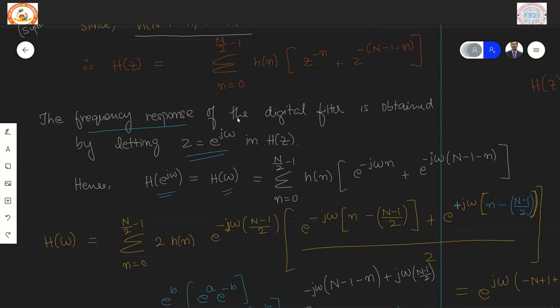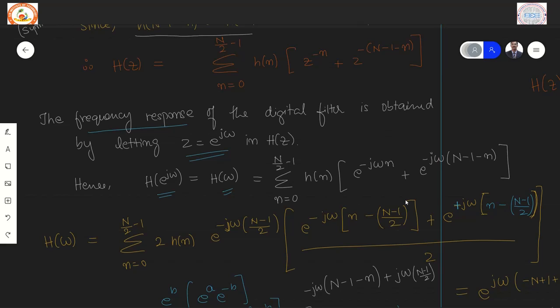Now after making the necessary substitutions, we can observe that the equation has now become H of e power of j omega, which can be denoted as H of omega also. This is equal to the summation n between 0 to N by 2 minus 1 of h of n. In place of z we have put e power of j omega. Therefore it becomes e power of minus j omega n plus e power of minus j omega into (N minus 1 minus n).